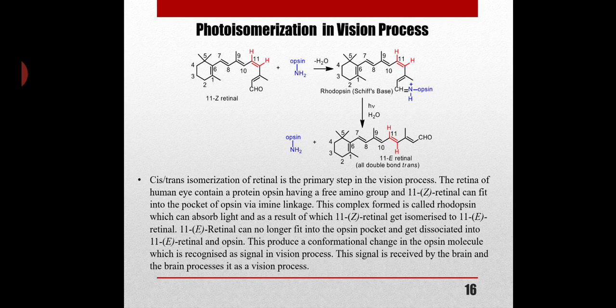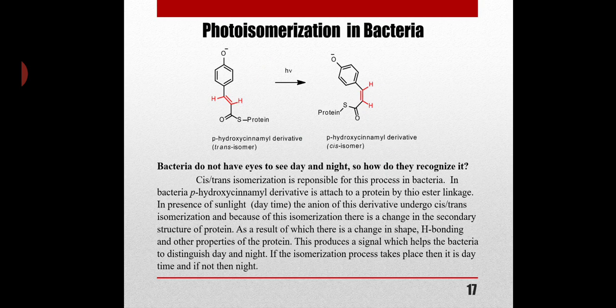The complex rhodopsin can absorb light, and as a result 11Z retinal gets converted to 11E retinal. 11E retinal can no longer fit into the pocket of opsin and gets dissociated into 11E retinal and opsin. This sends a signal to the brain and the brain processes it as a vision process. Let's see another example.